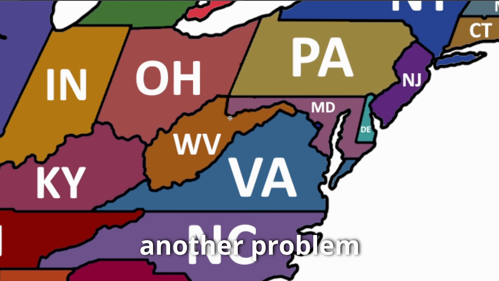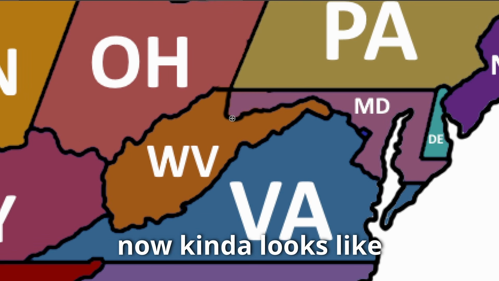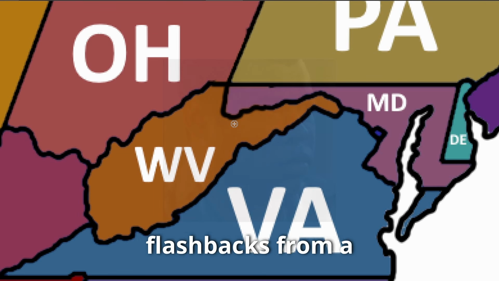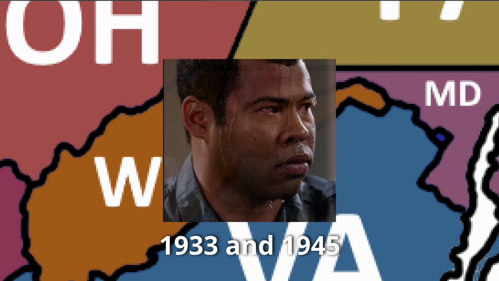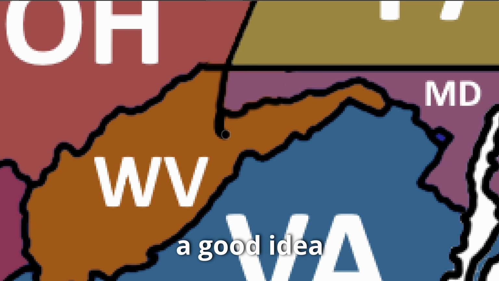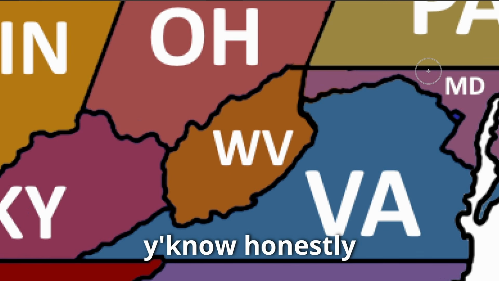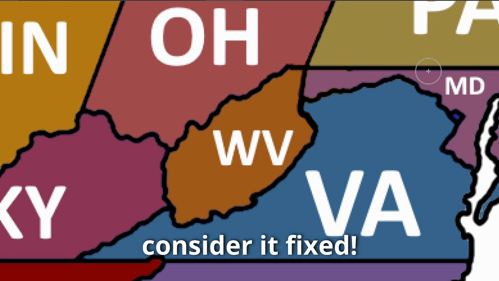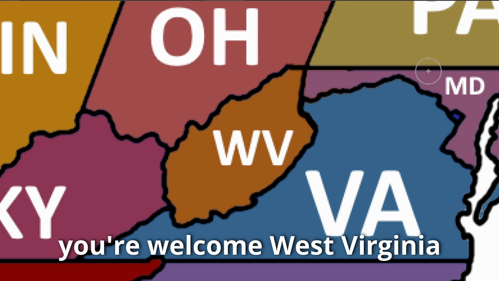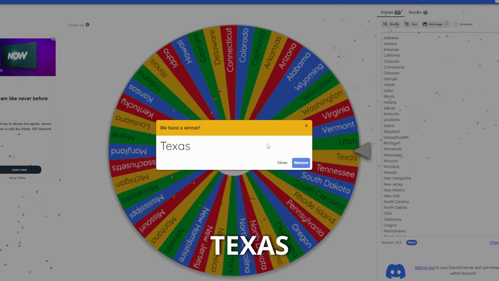But now there's another problem. This part of West Virginia now kind of looks like an arm. I'm kind of getting flashbacks from a certain time period between 1933 and 1945. So I think it's a good idea just to get rid of this. You know, honestly, not my best work. I'm gonna be real here, but consider it fixed. You're welcome, West Virginia.